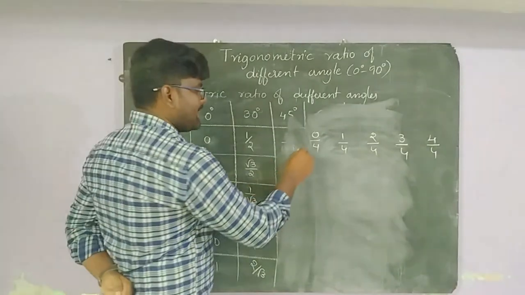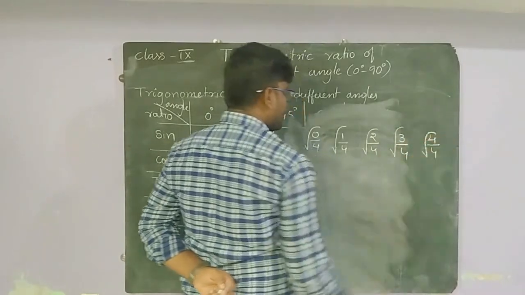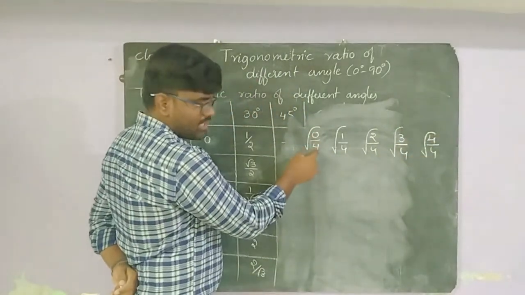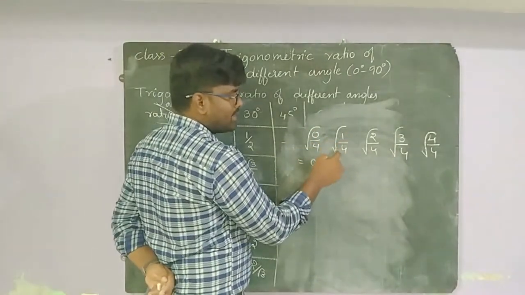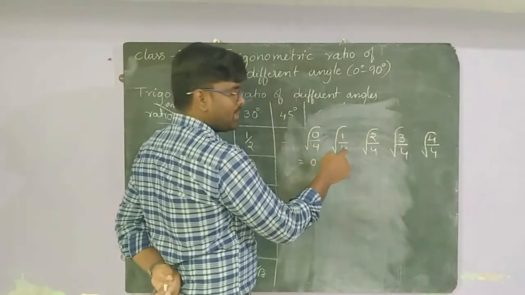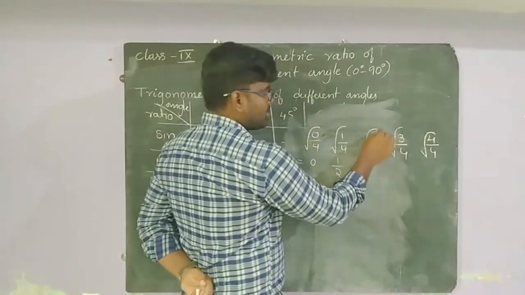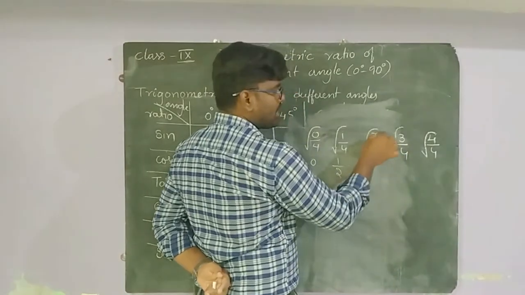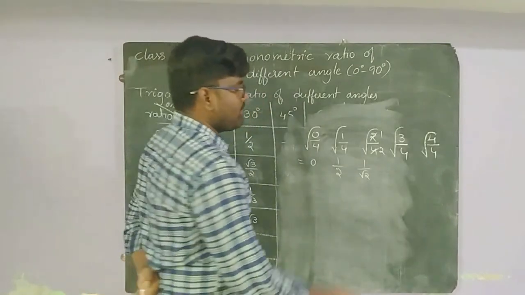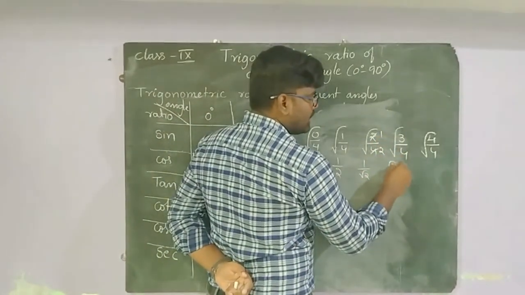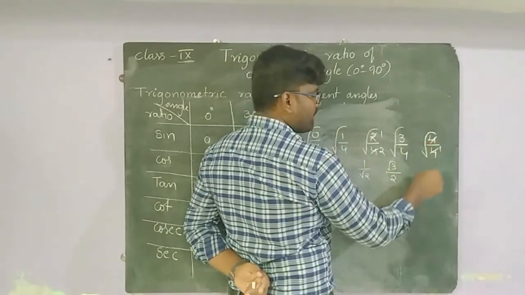Apply square root to each. Square root of 0 by 4, square root of 1 by 4, and so on. Simplify this. 0 by 4 is 0. Square root of 0 is 0. 1 by 4 we can't simplify directly, but square root of A by B means square root of A by square root of B. Square root of 1 is 1. Square root of 4 is 2. Next, 2 by 4 becomes 1 by 2 inside the root. Square root of 1 is 1, and square root of 2 we can't simplify, so it is 1 by root 2. In the same way, there is no cancellation here. Directly you can write root 3 by square root of 4, which is 2. 4 by 4 means 1. Square root of 1 is 1.